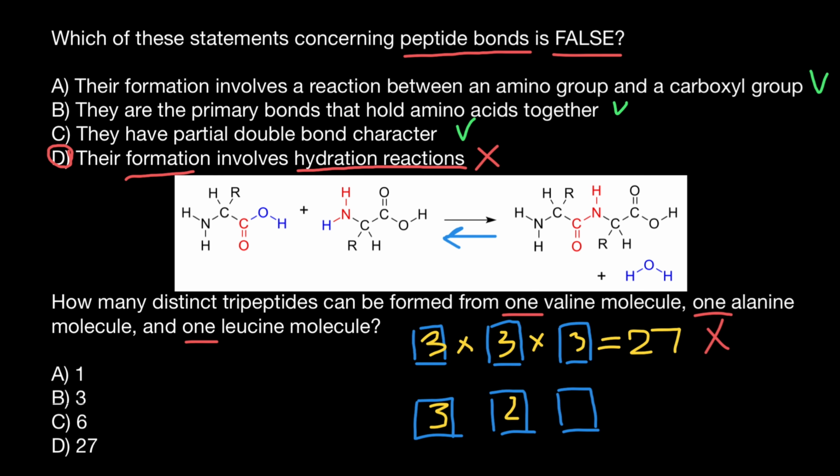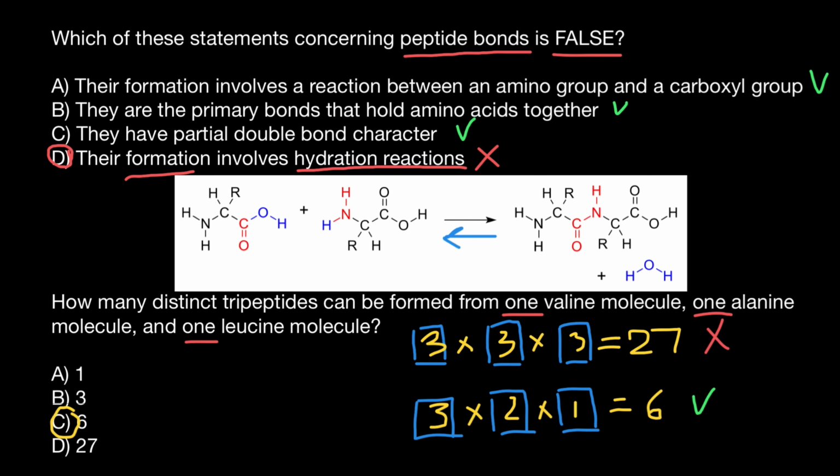And if we use the second molecule, that means that we only have 1 molecule left. So for the third position, we don't have a choice. This is going to be just 1 amino acid. In this case, we multiply all these independent probabilities, and we are going to get 6. 6 combinations is going to be the correct answer. And as you see, this is answer C.